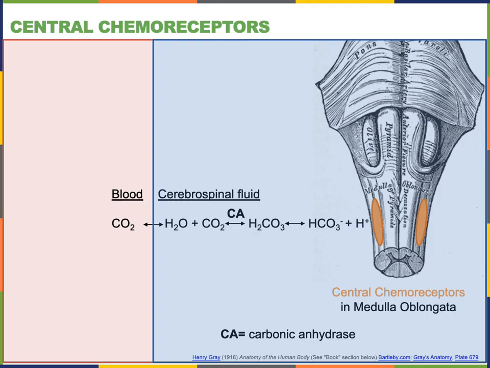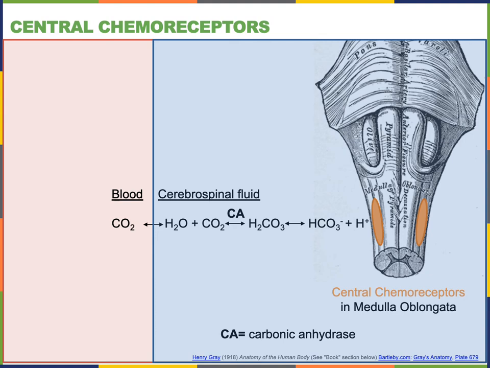As the major functions of the respiratory system include maintenance of the acid-base balance of the body, or maintenance of the pH of the body, there are central chemoreceptors in the medulla oblongata that are very sensitive to changes in the pH of the cerebrospinal fluid. And this is the primary mechanism controlling the respiratory drive, which regulates the pulmonary ventilation rate.